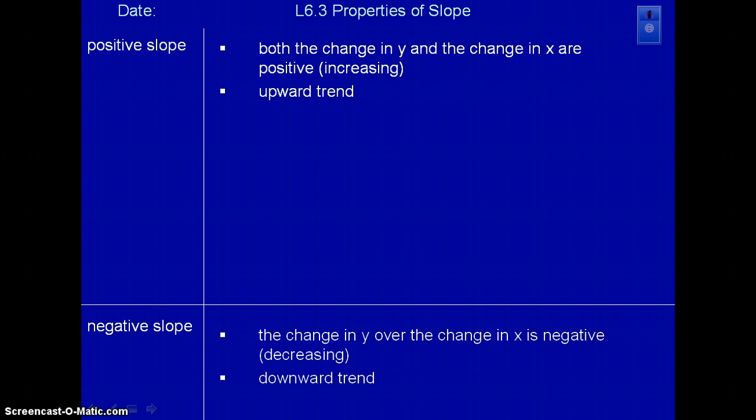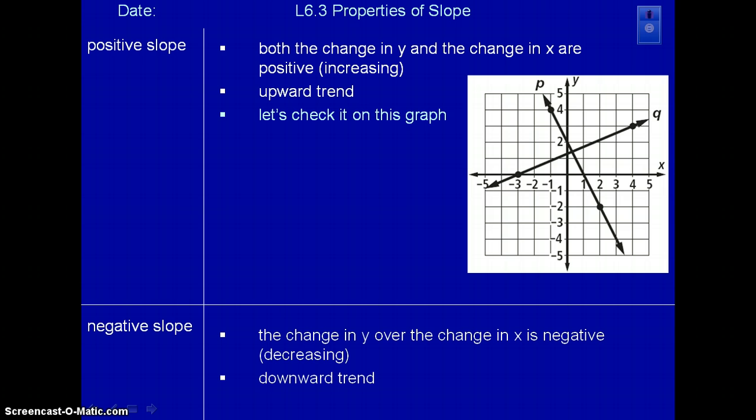In a negative slope, a negative value would only occur if either the numerator or the denominator was negative or positive. So positive slope means that we've both got positive values in each. A negative slope means either the y or the x would be negative. Left a little space for us to check an example.